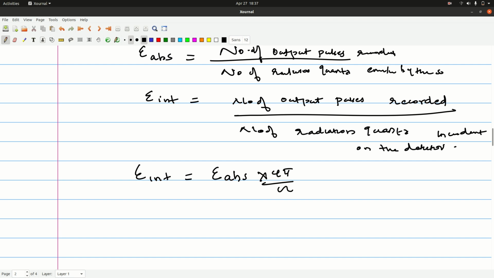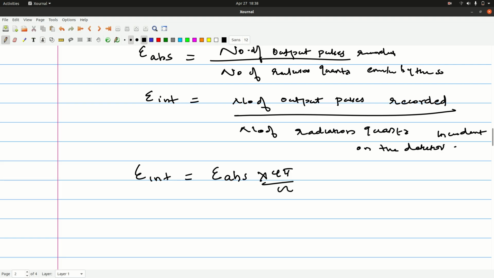So omega is the solid angle subtended by the detector at the source, and if the detector covers more solid angle, the absolute efficiency becomes larger, but epsilon intrinsic stays the same because it is independent of the geometry.